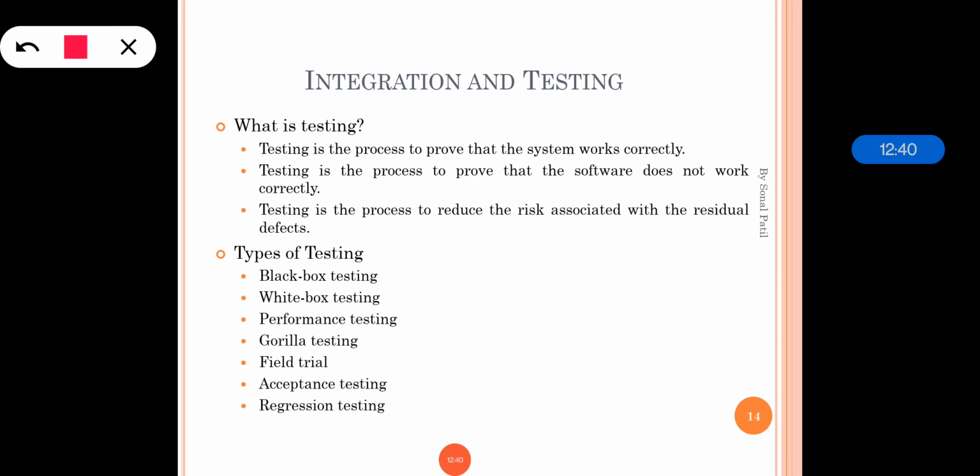Testing is the most difficult task, that is, testing is the process to prove that your system is working properly. For that we have various types of testing: black box, white box, performance, gorilla, field trial, acceptance, and regression testing. Black box testing, the functionality of the product is tested over here.